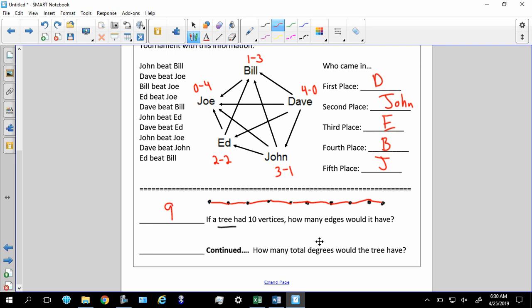How many total degrees? If you remember anything from what I told you about the relationship, it's always going to be double how many edges. But if you want to do it the old-fashioned way, that vertex has a degree of 1, 2, 2, 2, 2. That has a degree of 2, that has a degree of 2, that has a degree of 2, that has a degree of 1. Count them all up, you get 18.